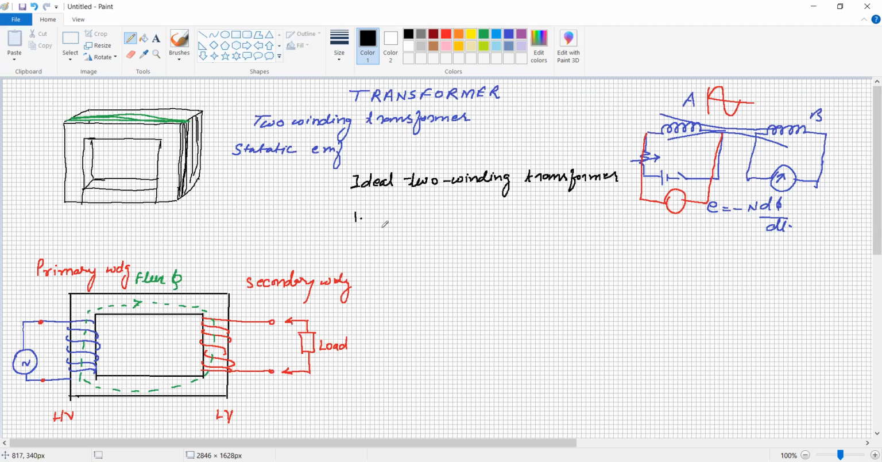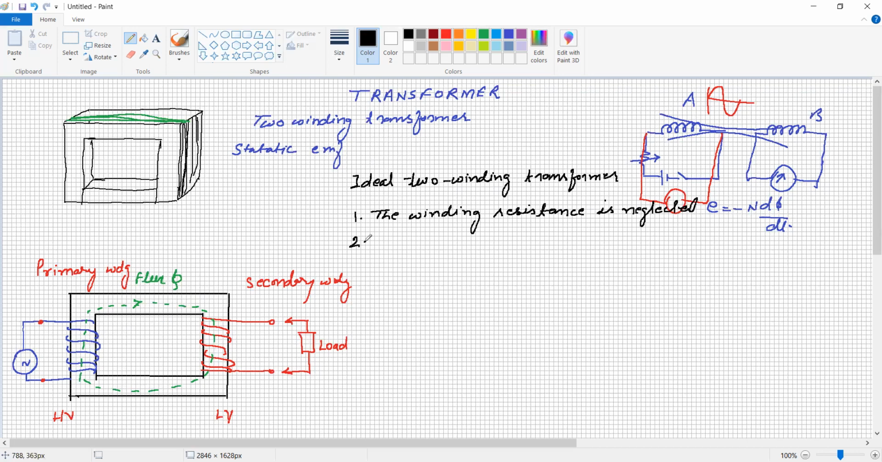operation of the transformer. First, that the winding resistance is neglected. No doubt, the primary winding or secondary winding is made up of copper, even if you are using the best grade copper, but it has some resistance that depends upon the length, cross-sectional area of the conductors and so on.